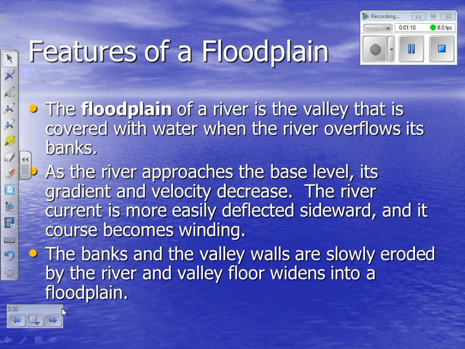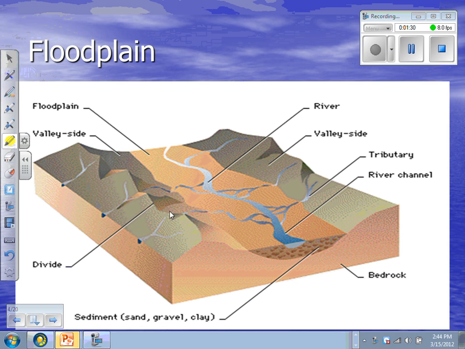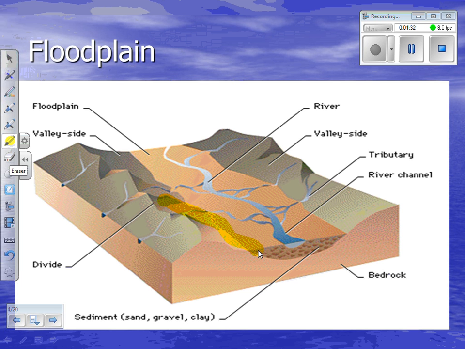And you saw this in the last lecture when we were talking about V-shaped valleys. Young rivers eventually will widen to become floodplains. And this is an example of a floodplain. You can see the remnant V-shape here on the sides, but as this river got older, it flooded out into this area around the river.